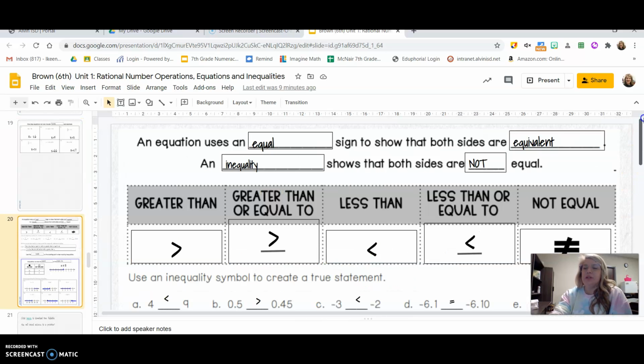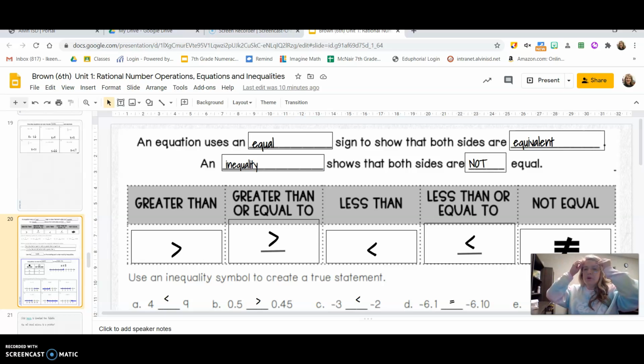So the next thing that we're going to talk about today is inequalities. An equation uses an equal sign to show that both sides are equivalent. An inequality shows that both sides are not equal. So an inequality is going to have one of the symbols that you see down below. So it could be greater than or equal to, less than or equal to, or not equal.